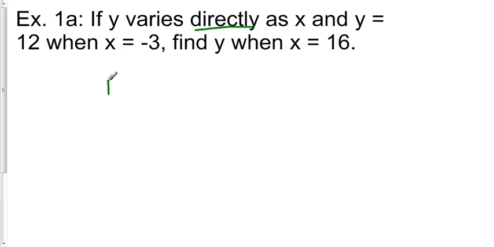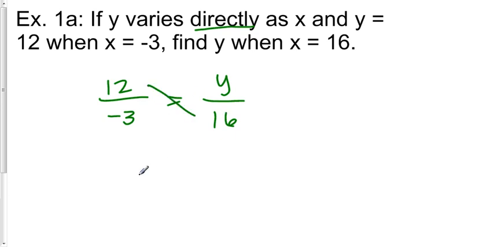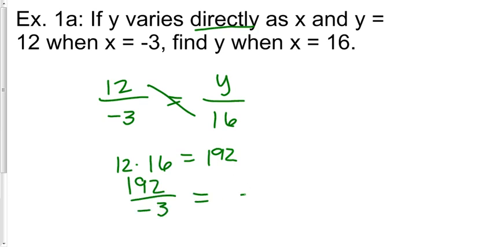Y equals 12 when x equals negative 3. Find the y value when x equals 16. There's your proportion. Y equals 12 when x equals negative 3, so find y when x equals 16. I've set it up with the 2 y values on the top and the 2 x values on the bottom. Now we just cross multiply 12 times 16 and divide our answer by 3. So 12 times 16 equals 192, and then we're going to divide 192 by negative 3. And our answer is negative 64.